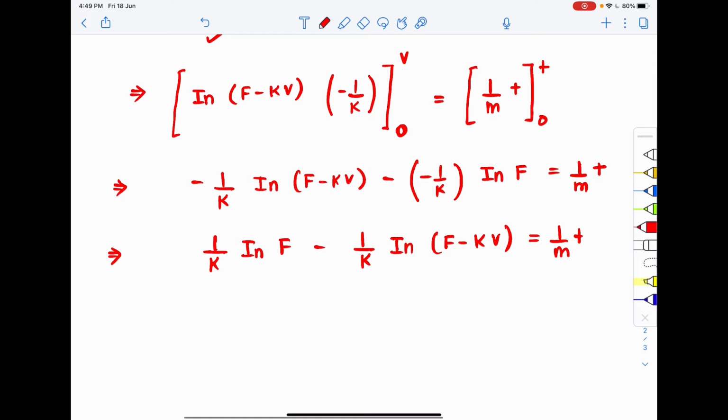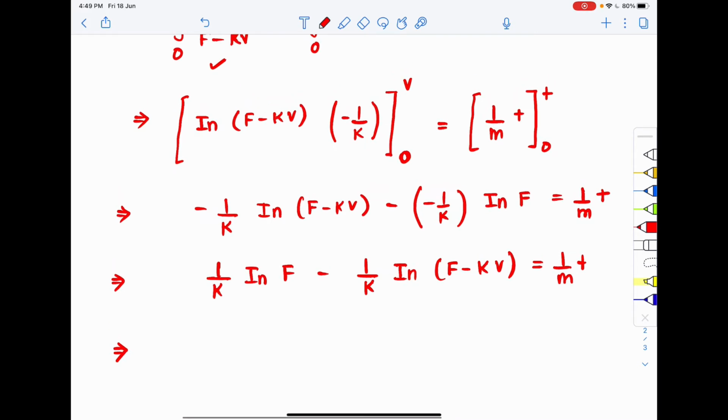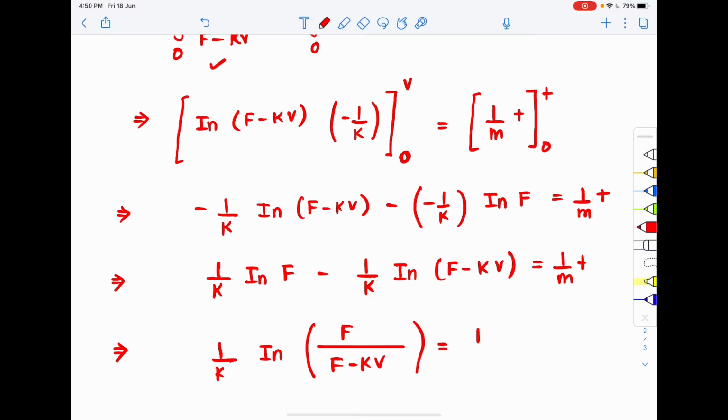Okay, so from here I can write that 1 by k ln F divided by F minus kv. Okay, so this will be equal to your 1 by t. So this is a simple logarithmic formula.